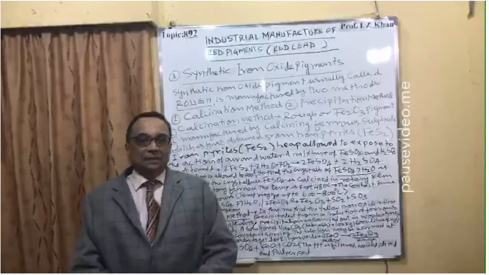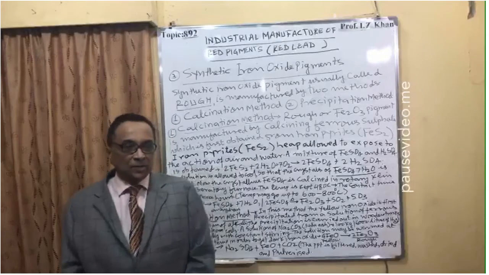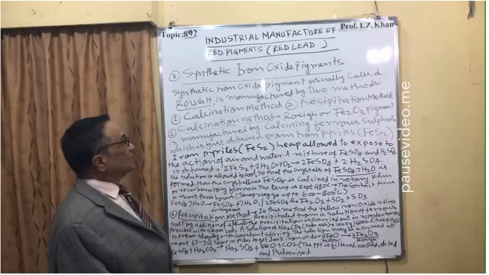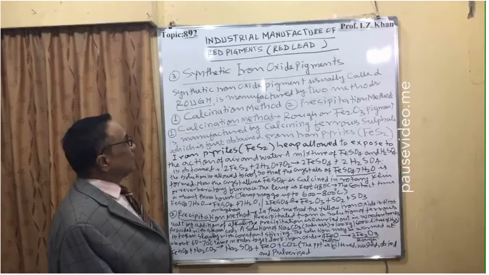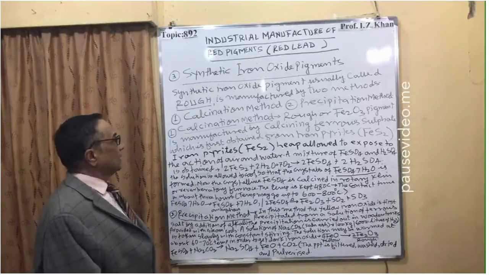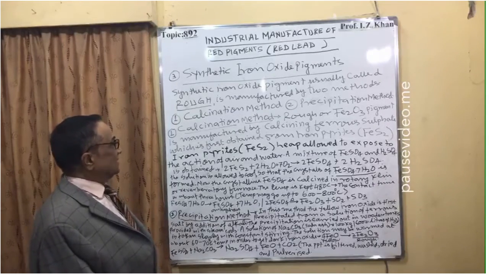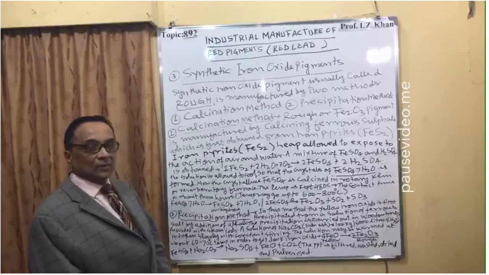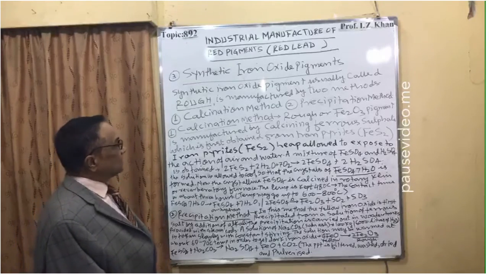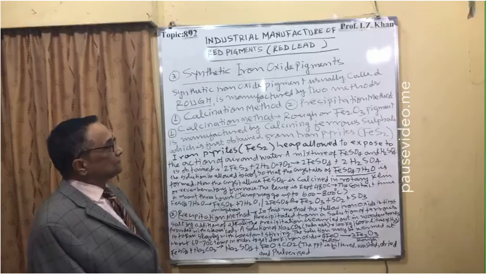So the next red pigment is synthetic iron oxide, number 3, synthetic iron oxide pigments. Synthetic iron oxide pigment, usually called rouge, is manufactured by two methods: one is the calcination method and the second is the precipitation method. Number 1, calcination method. Rouge is Fe2O3.